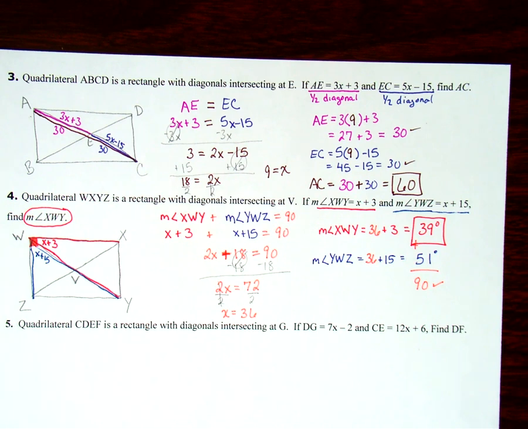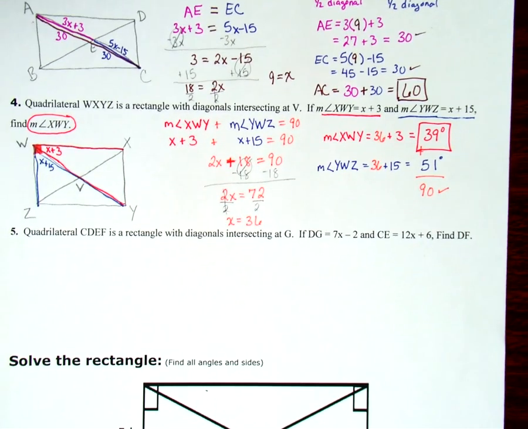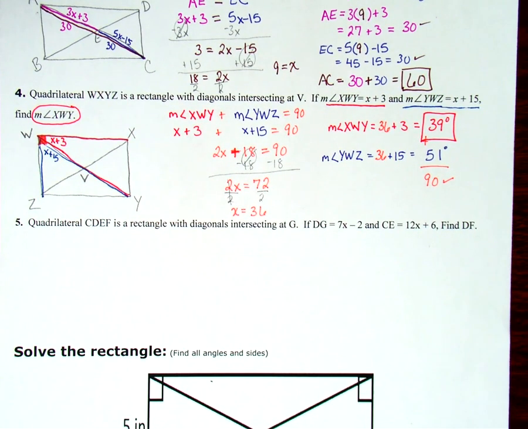Okay? All right, let's look at example 5. For example 5, quadrilateral CDEF is a rectangle with diagonals intersecting at G. If DG equals 7x minus 2 and CE equals 12x plus 6, find DF.